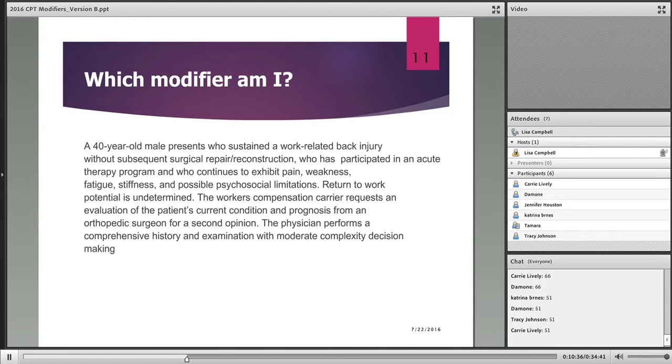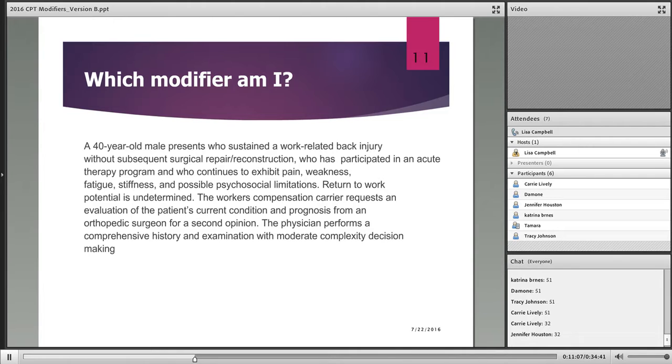The workers' compensation carrier requests an evaluation of the patient's current condition and prognosis from an orthopedic surgeon for a second opinion. And then this physician performs a comprehensive history and exam, and the medical decision making is moderate. So the question is, what is this orthopedic surgeon who is rendering the second opinion going to use? And he's going to use a 32. You are correct, because this service was mandated.